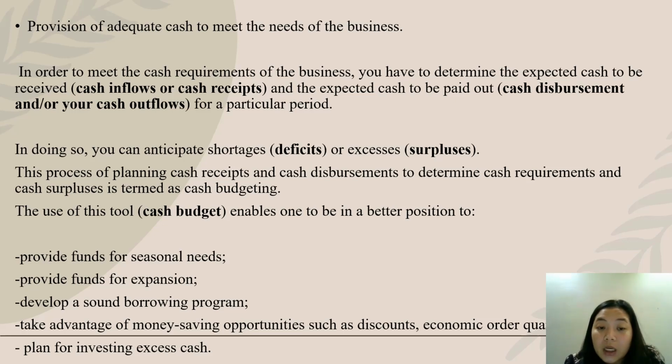This process of planning cash receipts and cash disbursement to determine cash requirements and cash surpluses is termed as cash budgeting. The use of a cash budget enables one to be in a better position, like provide funds for seasonal needs, provide funds for expansion, develop a sound borrowing program, take advantage of money-saving opportunities such as discounts, economic order quantities, and plan for investing excess cash.